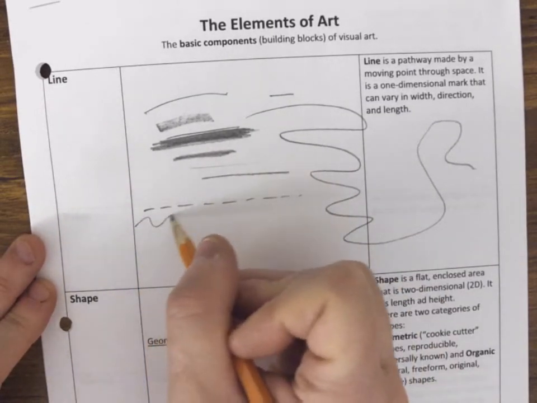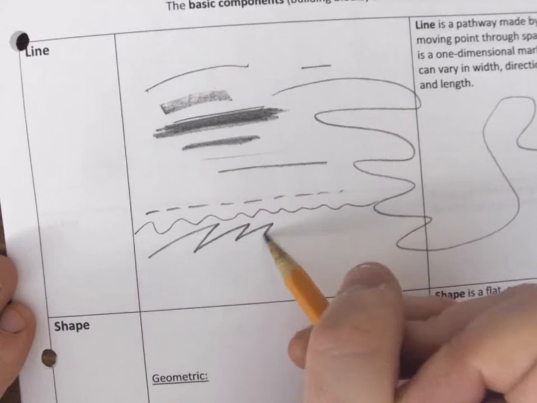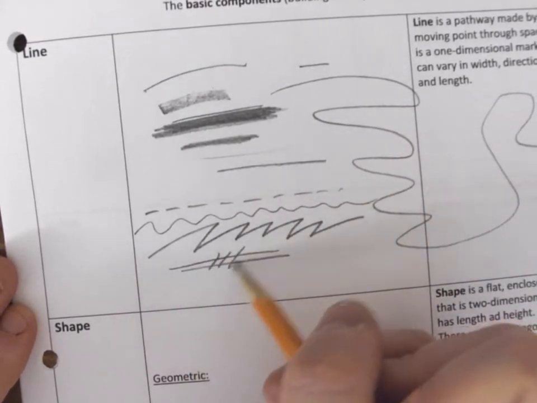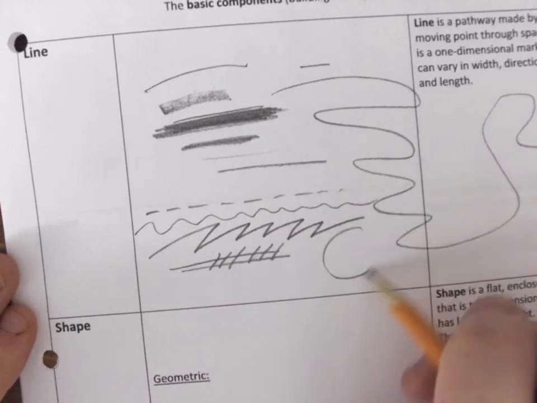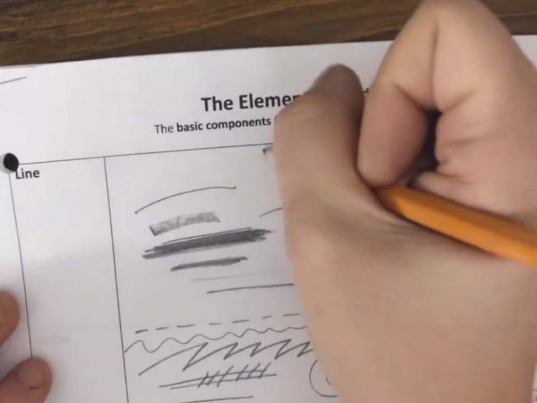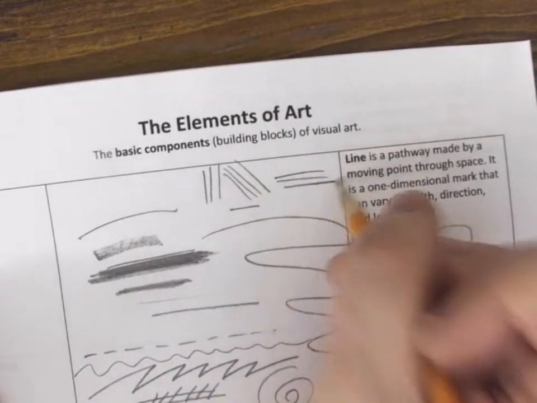You can have a wavy line. You can have a jagged line. You can have a crisscross line. You can have a swirly line. You can have a bunch of perfectly straight lines. You can have vertical lines, diagonal lines, horizontal lines.